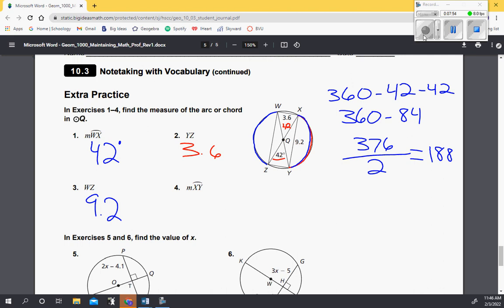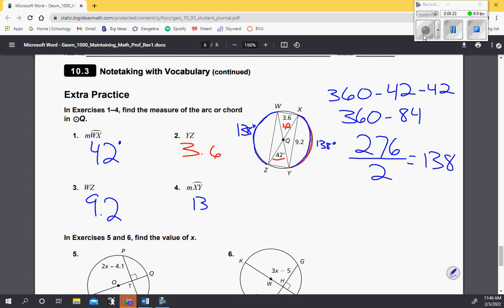Oh, I messed up. Sorry. 360 minus 84 is 276. Ah, I knew that did not seem right. That's why I had to double check. We're going to divide that by 2. Divide that by 2, and it is 138. Okay, that makes more sense. So the arc of both of these is 138 degrees. So arc XY is 138.